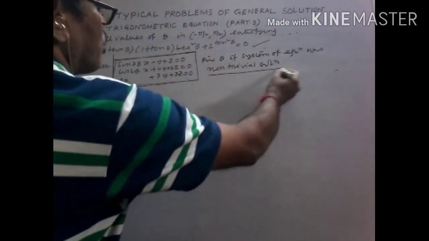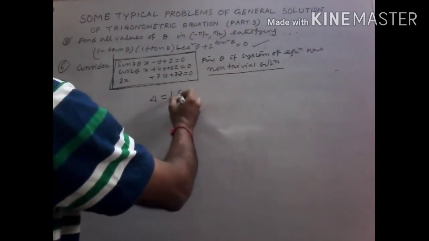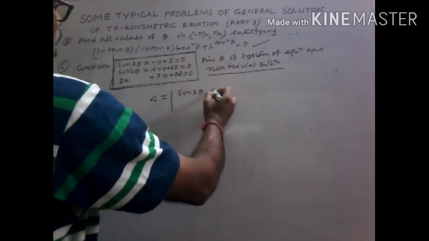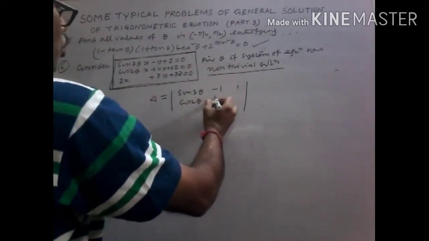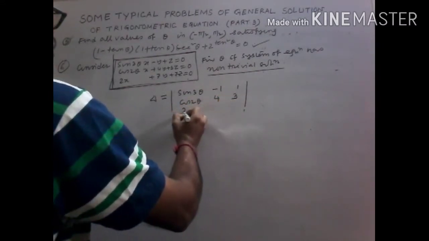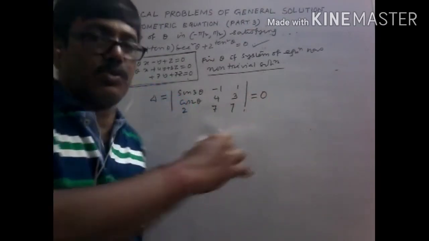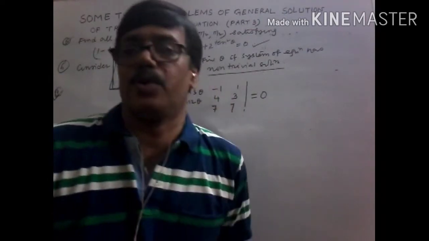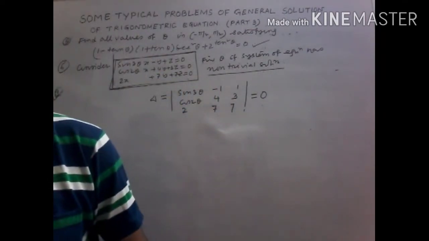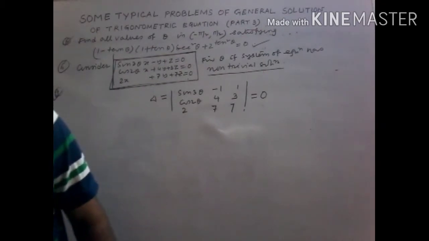So here, for the existence of a non-trivial solution, delta equals the determinant with rows sin 3 theta, minus 1, 1; cos 2 theta, 4, 3; 2, 7, 7. So delta equals 0. This is our first condition. Then we have to solve for the value of theta.